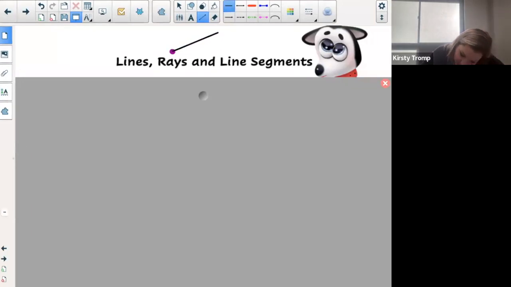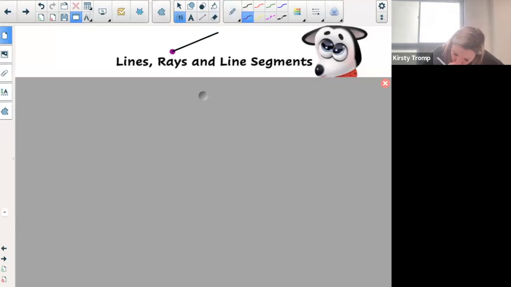All right. But what I would say for a ray is that a ray has no end, hey? So a ray is going to have an arrow on the end. Almost like a ray of sunshine. So a ray of sunshine will have no end, hey? Thank you, Caden.